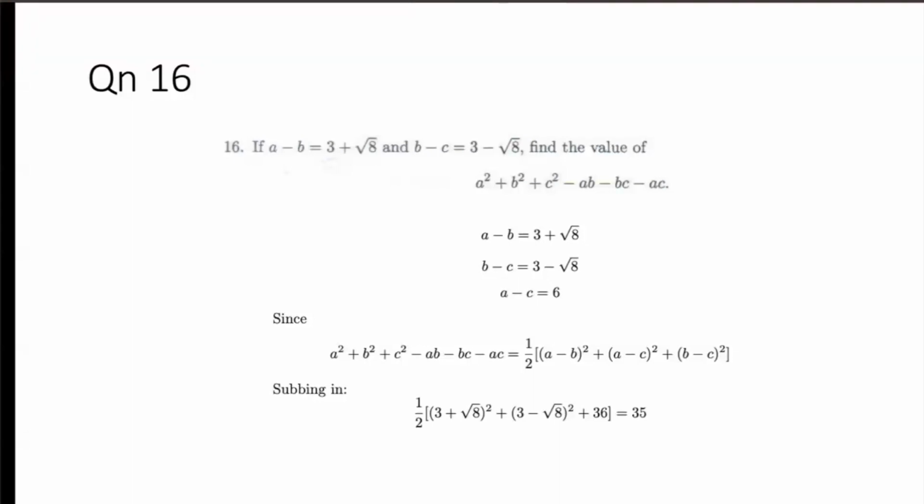And we realize that a squared plus b squared plus c squared minus ab minus bc minus ac equals half of (a minus b) squared plus (a minus c) squared plus (b minus c) squared. We sub in these values as obtained from the first three equations to get 35.